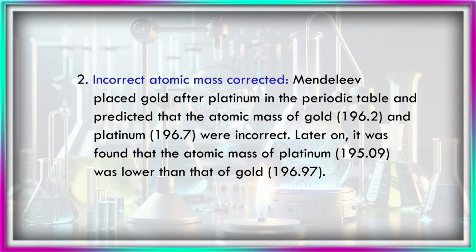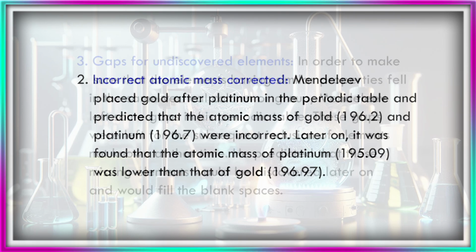2. Incorrect atomic mass corrected. Mendeleev placed gold after platinum in the periodic table and predicted that the atomic mass of gold, 196.2, and platinum, 196.7, were incorrect. Later on, it was found that the atomic mass of platinum, 195.09, was lower than that of gold.